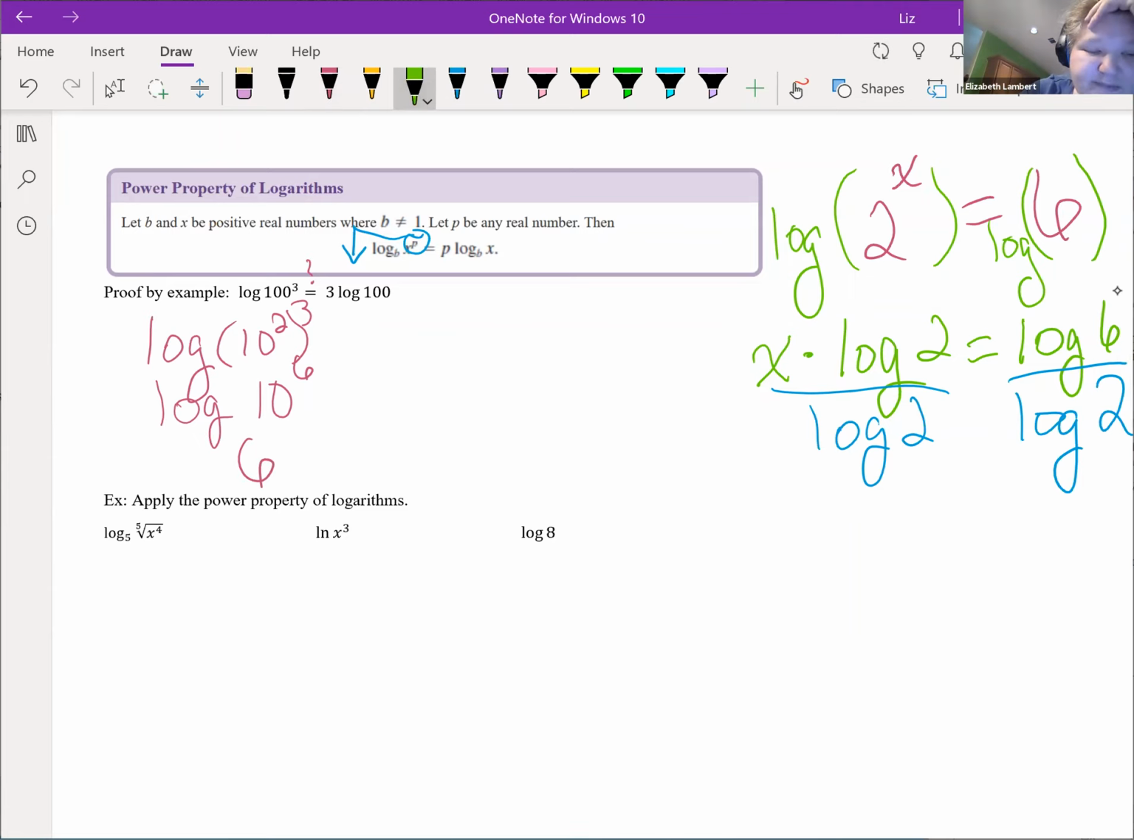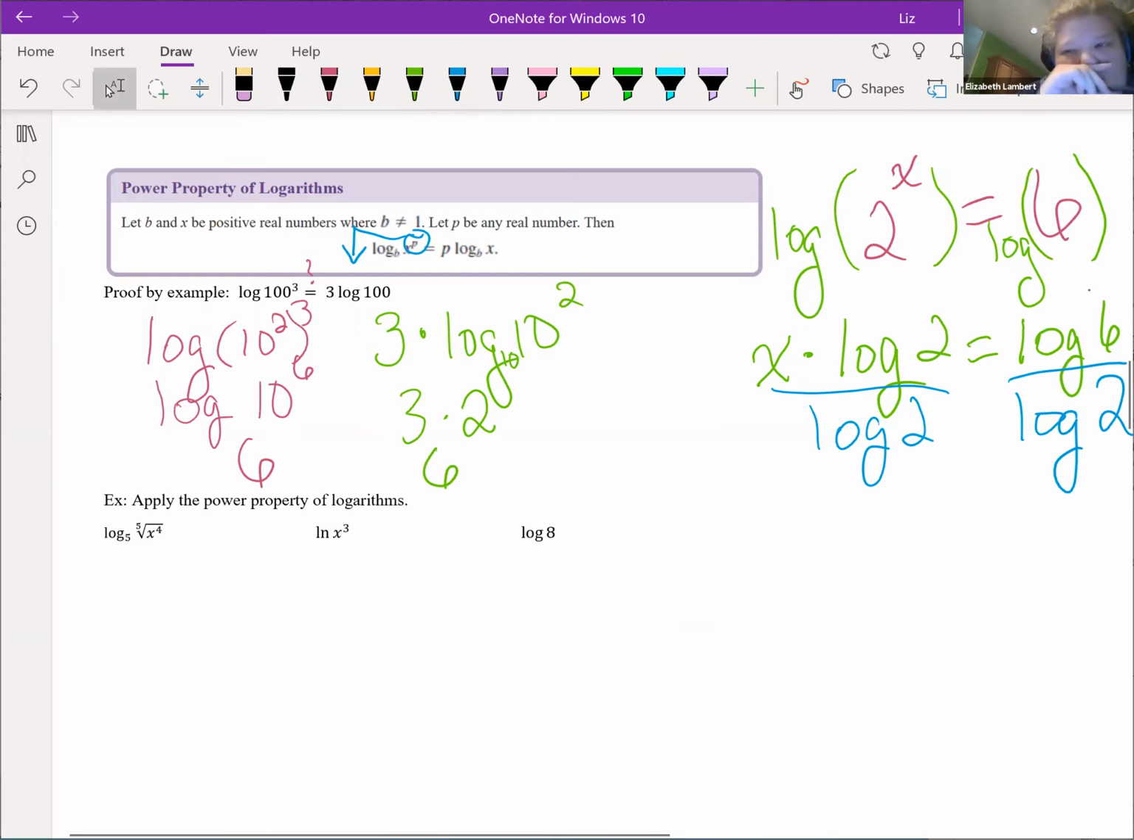Now on the other side, 3 times the log of just 100. Well, I know 100, though, again, is still 10 squared. And I know this log base 10 of 10 is going to cancel out. And the 2 is all we have left. So this is 3 times 2, which is also 6. So this is using the fancy power product where it was b to the m to the n. We got b to the mn.